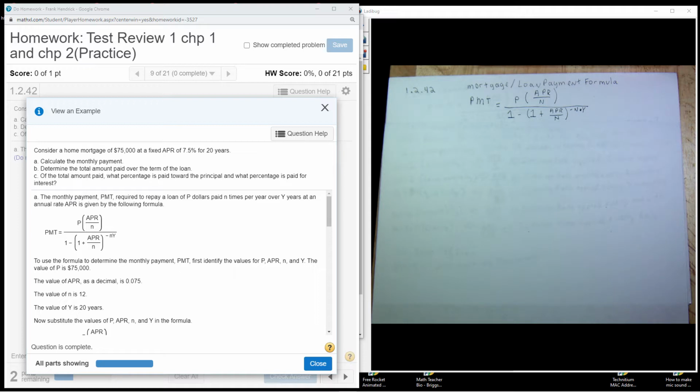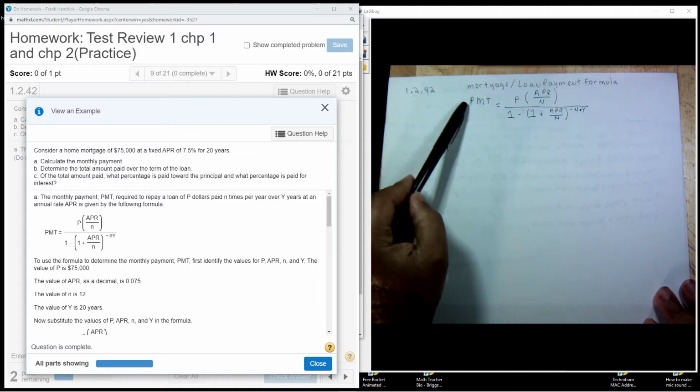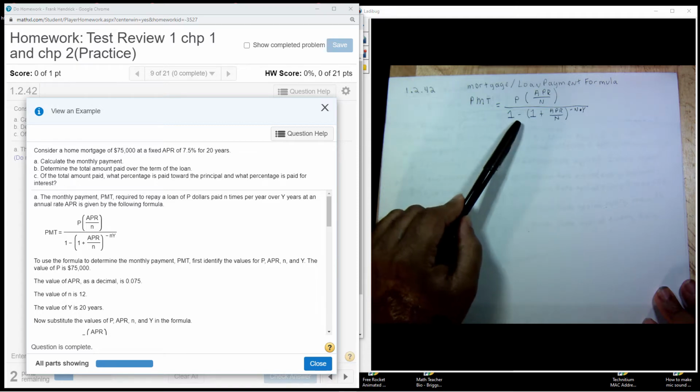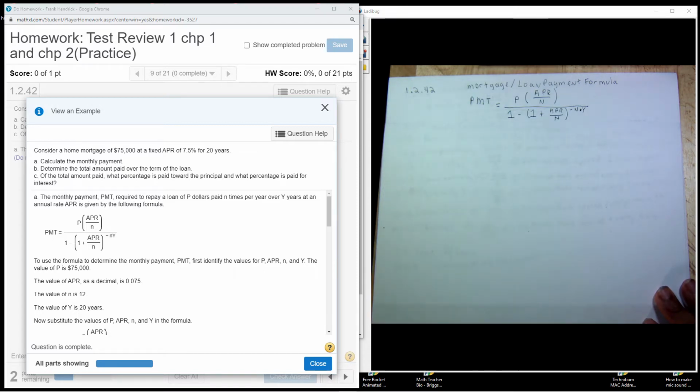So to begin with here, I start out with the formula. This is our mortgage loan payment formula. I wrote it out here. It looks a little interesting, but just like anything else, you study the parts of it, and then it's not as interesting as before. So the P represents the principal, which is simply the amount of the loan or mortgage.